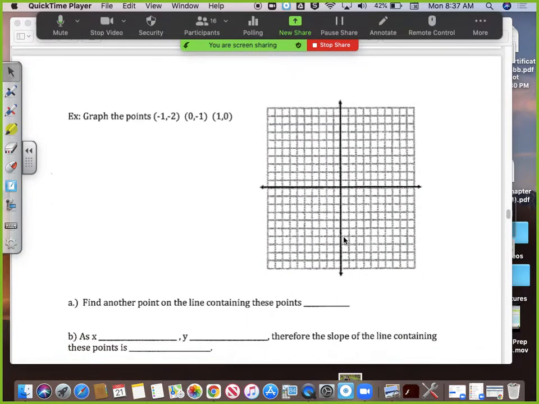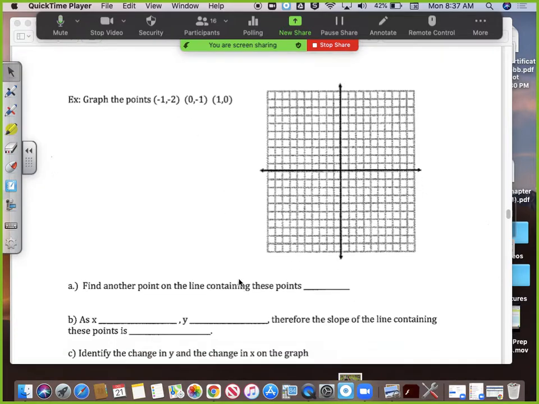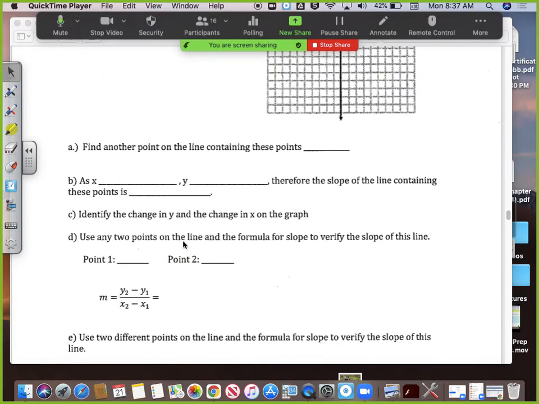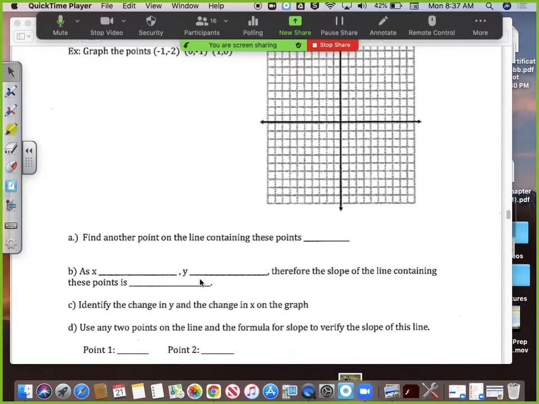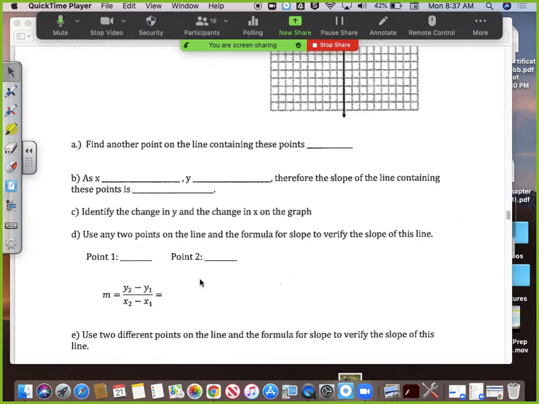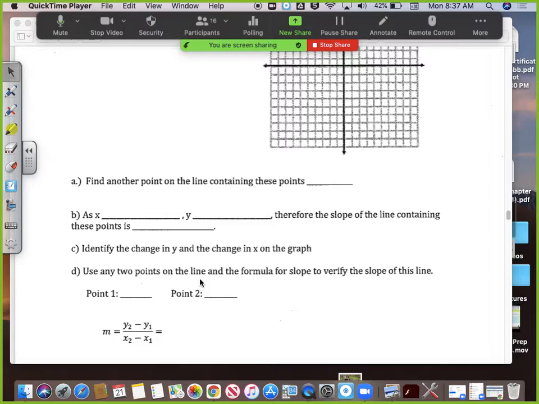So we already did these problems. We already graphed these points, and we maybe answered a couple of these questions, but what we didn't do was this part here, using the points of the line to find the slope with the formula. So the points that we have here are -1, -2, 0, -1, and 1, 0. So I'm just going to write this down here. The 3 points we have.